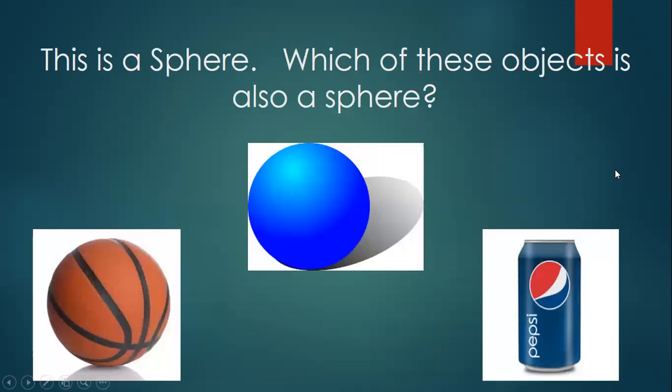And then in our next slide, it says, this is a sphere. Which of these objects is also a sphere? Is it the basketball or the can of pop? You're right. The basketball is a sphere.